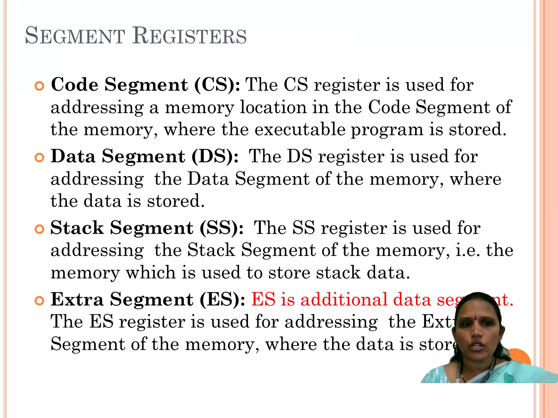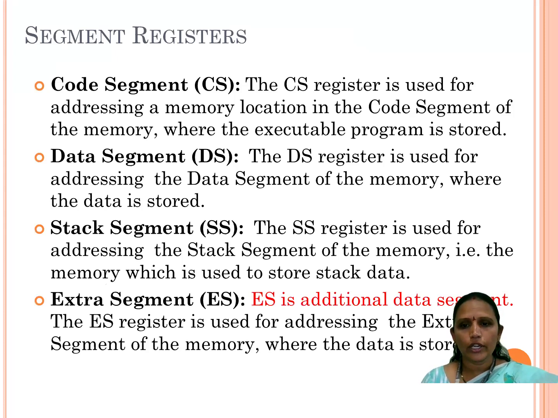Coming to the segment registers, there are 4 different types of segment registers: code segment, data segment, stack segment, and extra segment. Coming to the code segment, the CS register is used for addressing a memory location in the code segment of the memory. In the code segment, the executable program is stored.